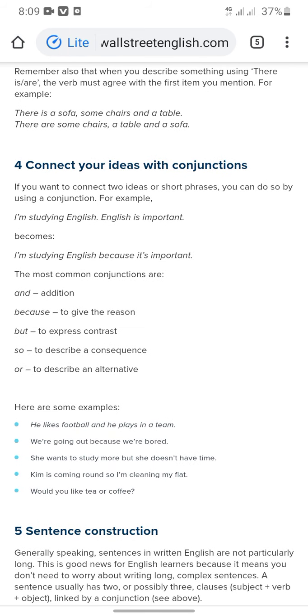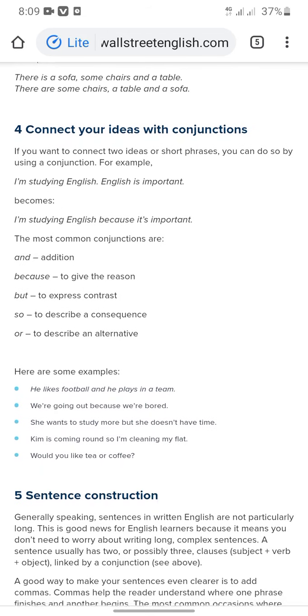Connect your ideas with conjunctions. Another rule in English grammar. So if you want to connect 2 ideas or short phrases, you can do so by using a conjunction. For example, I am studying English. English is important. It becomes, after connecting it with the conjunction: I am studying English because it is important. So this is connecting your ideas with conjunctions.